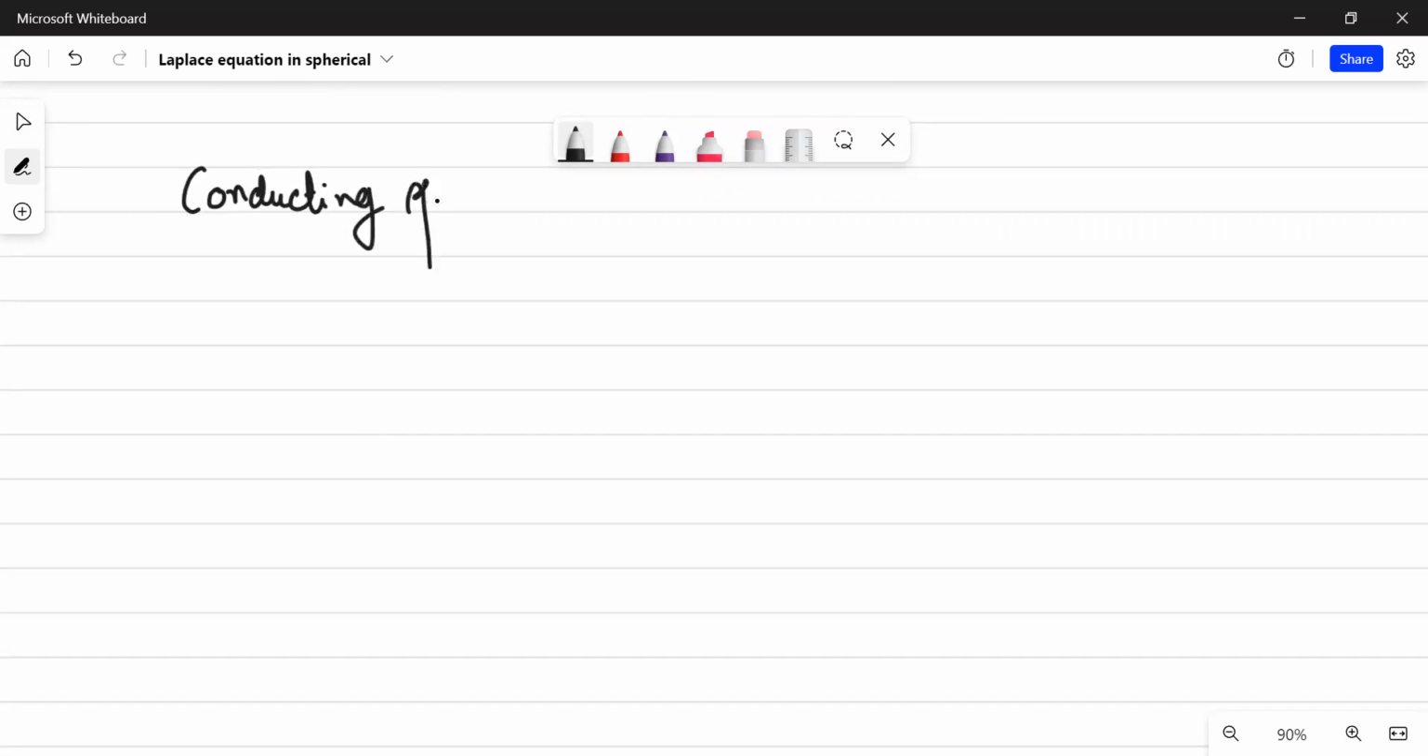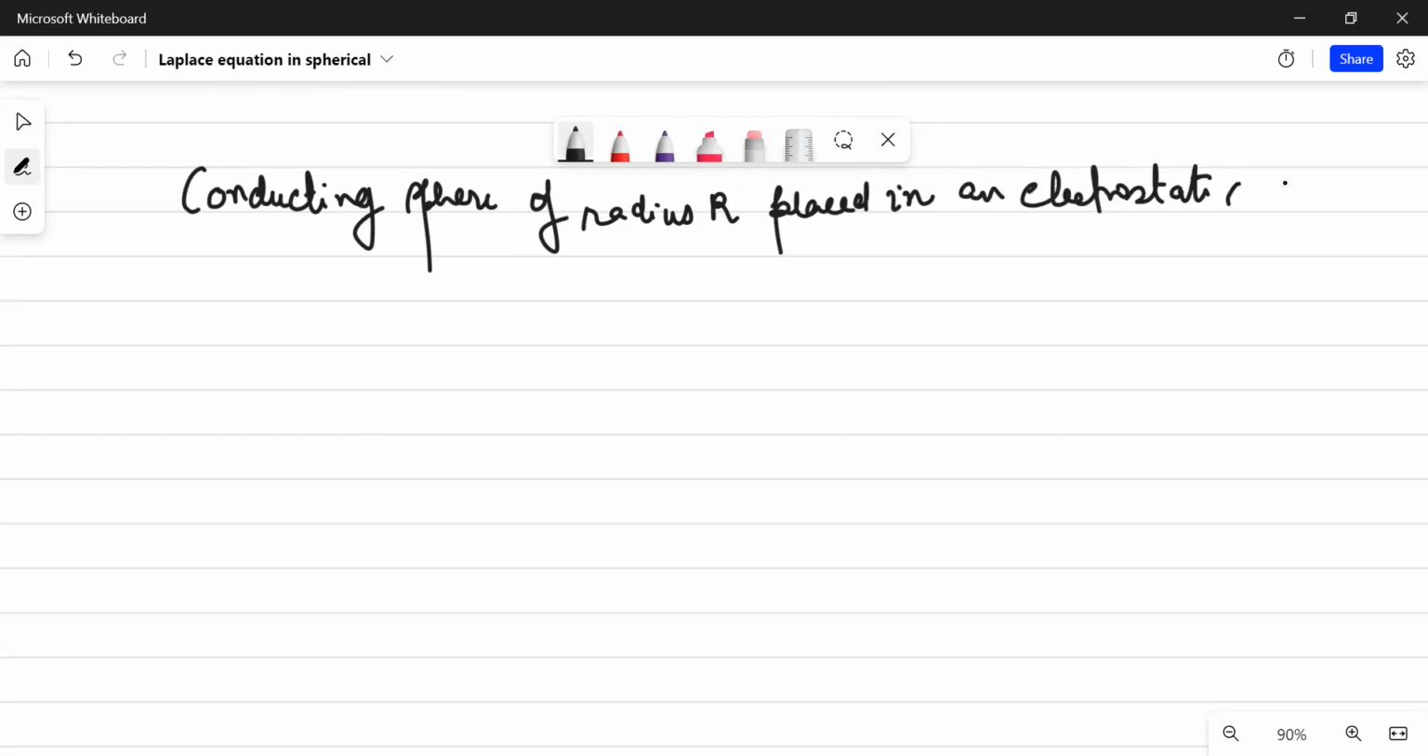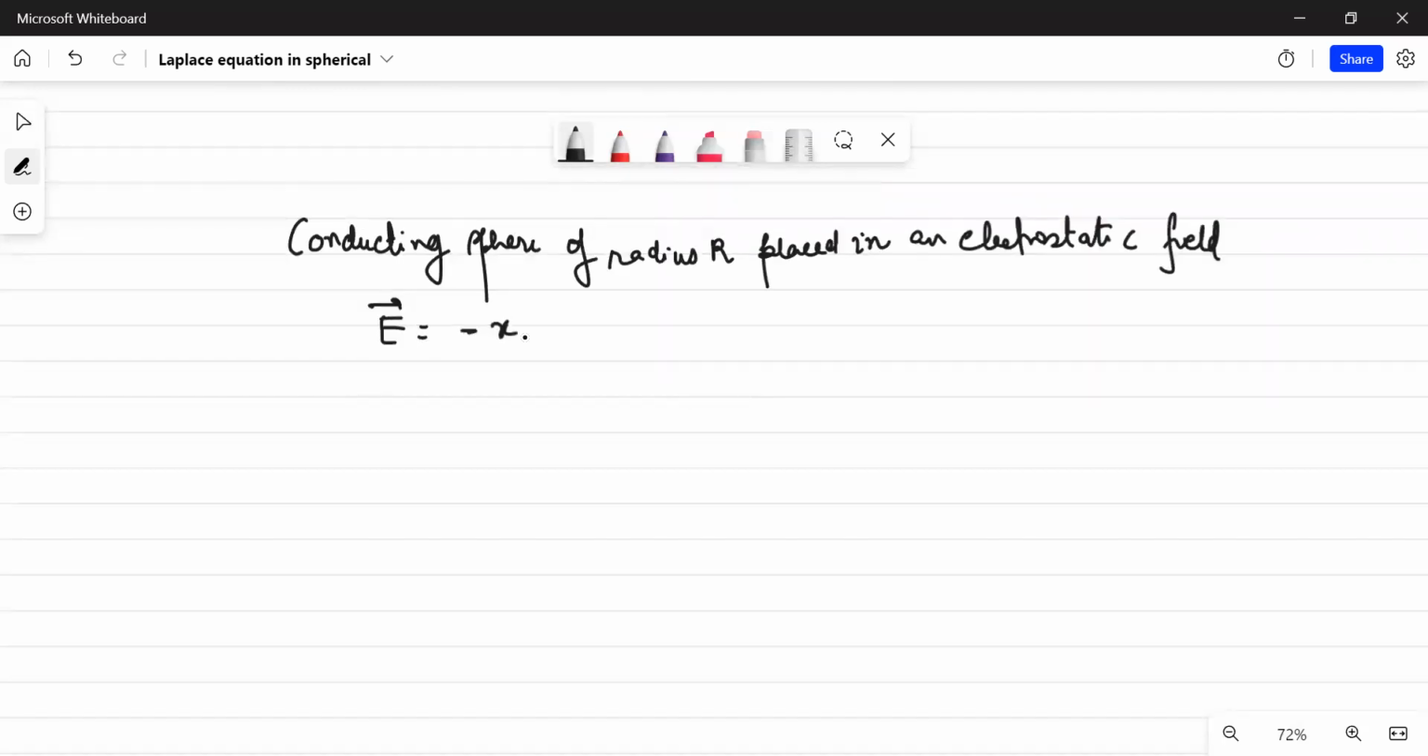We are doing a case of a conducting sphere of radius capital R placed in an external electrostatic field, given by E vector is equal to x j cap plus y i cap.